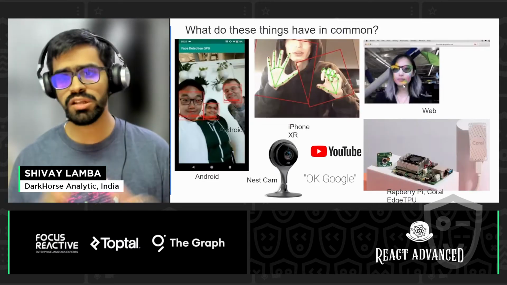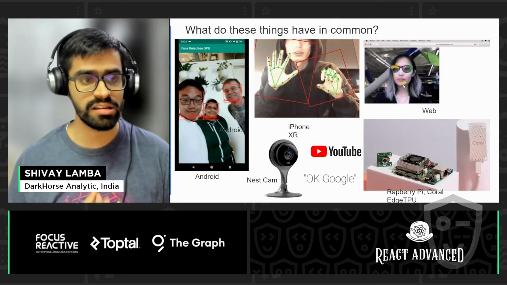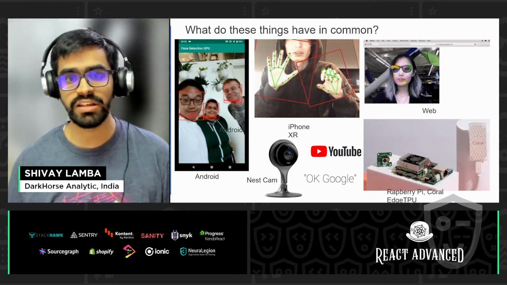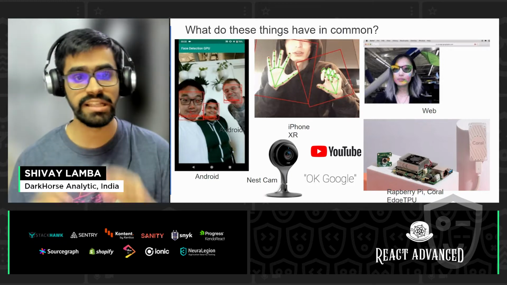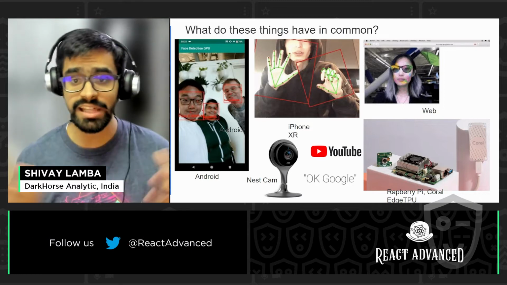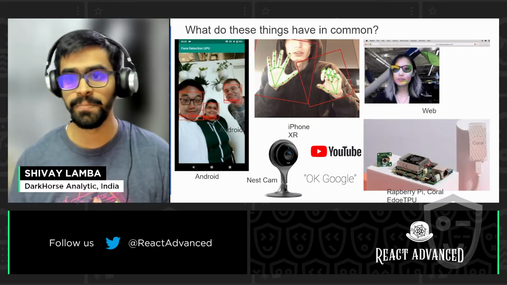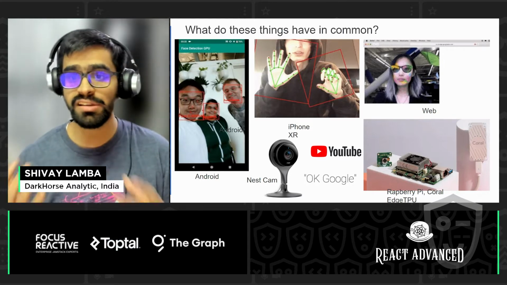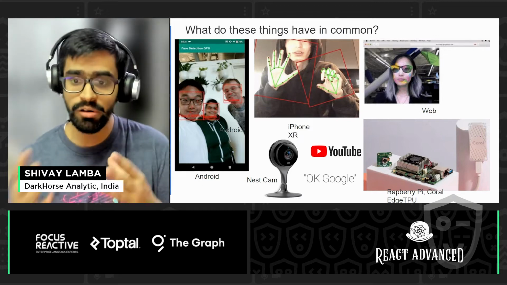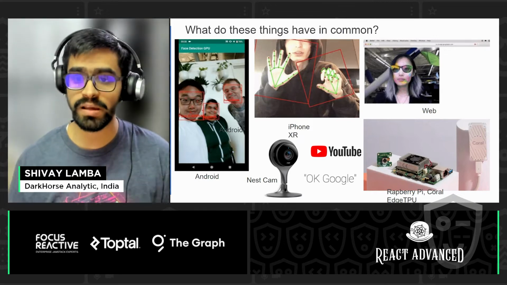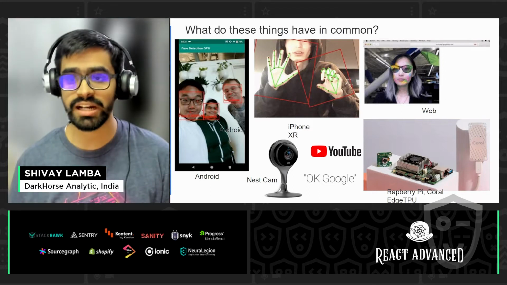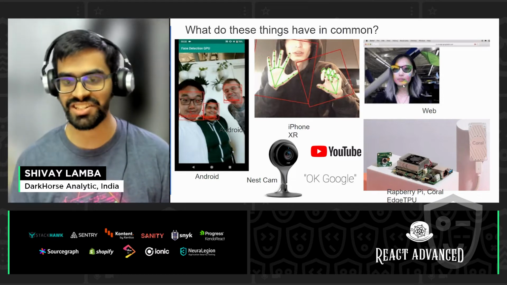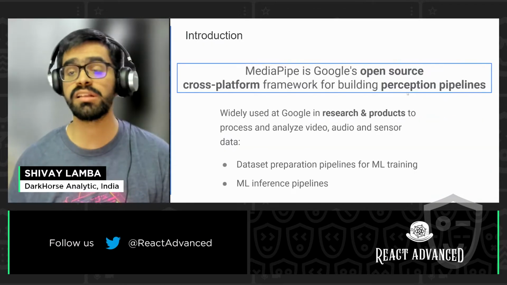Let's actually look at a few examples. Over here, we can see face detection happening inside of Android. Then you can see the hands getting detected in this iPhone XR image. Then you can see the Nest Cam that everyone knows is a security camera. Then you can see some of these web effects where this lady has some facial effects happening on her face using the web. Or you can also see the Raspberry Pi and other such microchips or devices that run on the edge. And what is the thing in common in all of these? That's the question. The thing that is common in all of these is MediaPipe.